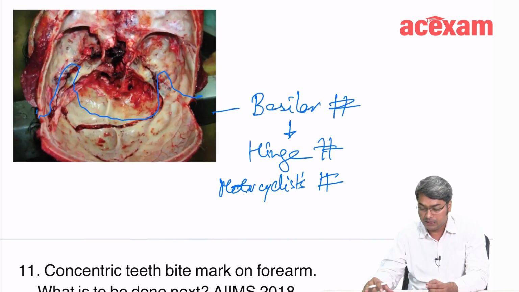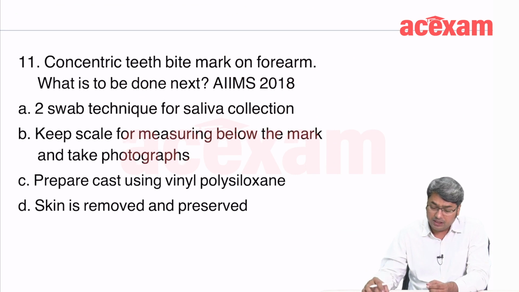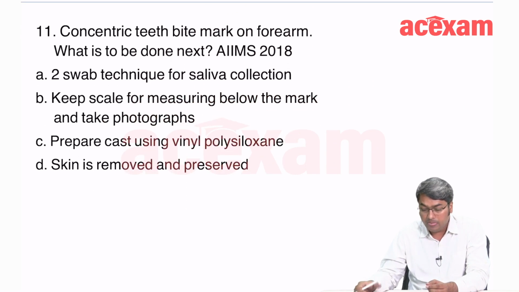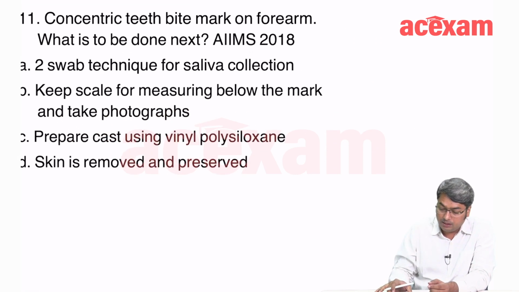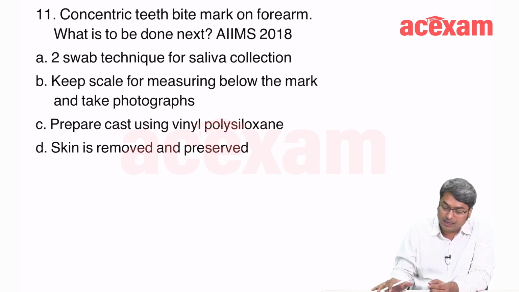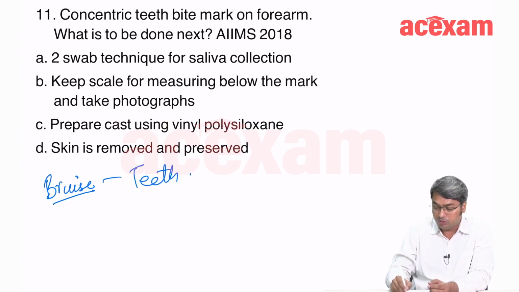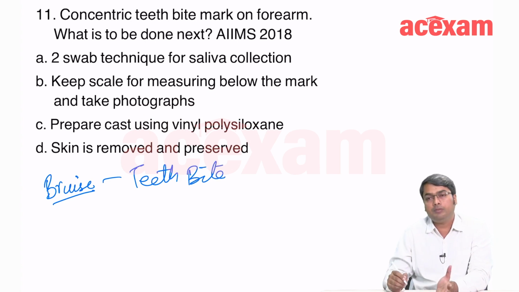as a depressed fracture. Next question, concentric teeth bite marks on forearm. What is to be done next? This question was asked in AIIMS 2018. See, when a person is bitten by teeth, then there can be different types of injuries, but the most common is bruise from teeth bite. That is the most common type of teeth bite. Apart from this, there can be lacerated wounds, there can be tears, okay, lot of things can happen.